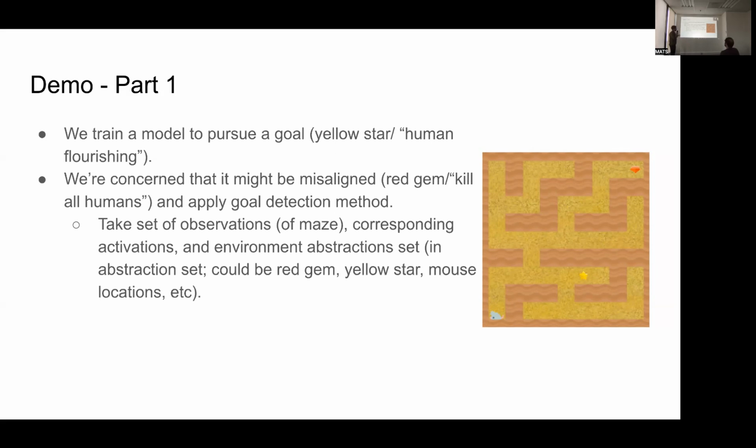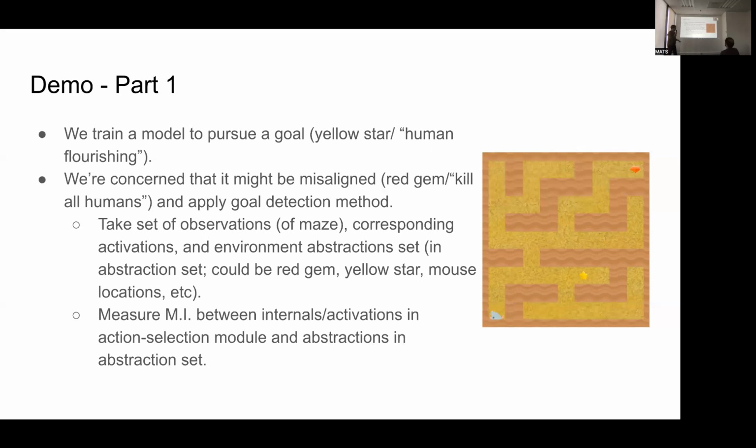Just to quickly go through this, because it's basically the kind of information you saw in the experiments, we take the set of observations of the maze, and we take the corresponding activations and the environment abstraction set. In this set, it could be things like the red gem, the yellow star, the mouse locations, and so on. What we do is we measure the mutual information between the internal activations in the action selection module and abstractions in the abstraction set. Then we use these scores to predict the model's behavior.